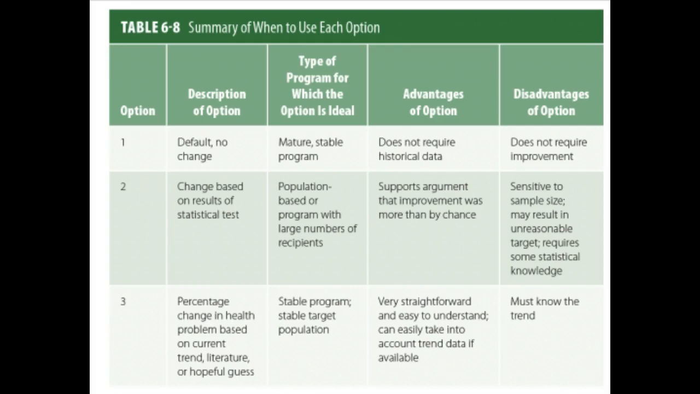Another option is to select a desired percentage change, as seen in option 3. So you select a desired percentage change in the health problem and then convert that percentage into a definitive target. For example, if adolescent health data have shown that there's an annual 2% decrease in teen births, we can use this as a basis for a new program target of a 4% decrease in teen births annually. And we can use that percentage to calculate the new rate per 1,000 female teens that we would expect to see in a year. This is a straightforward option.